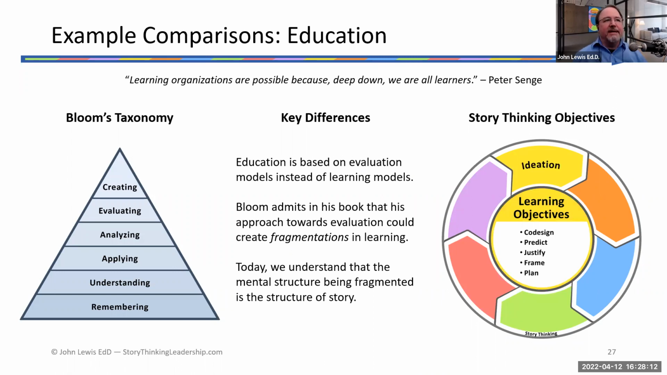The key difference is that education, when you think about it, is now based on evaluation models, not learning models. And Bloom admits in his first book that the approach he's taking of making evaluation easier for evaluators, that's what the book was about, could create fragmentations in learning, was his term. Fragment means there's an underlying structure. Today, we understand that the mental structure being fragmented is the structure of story.